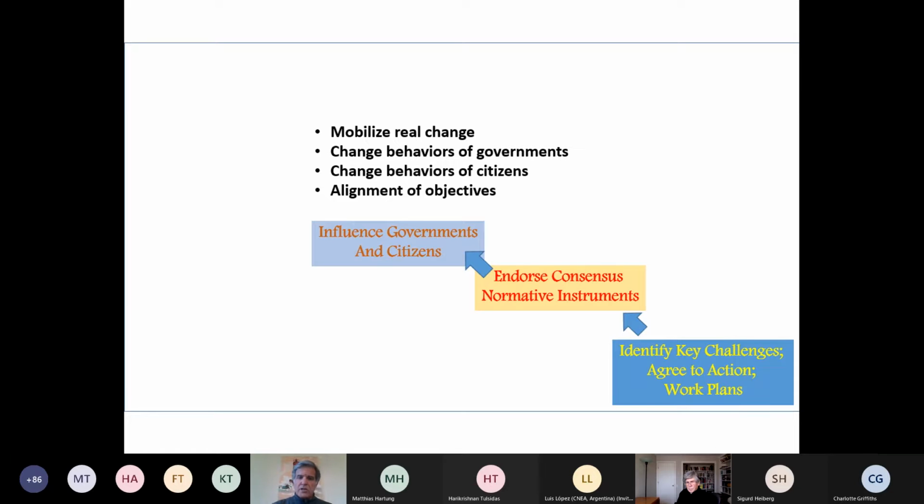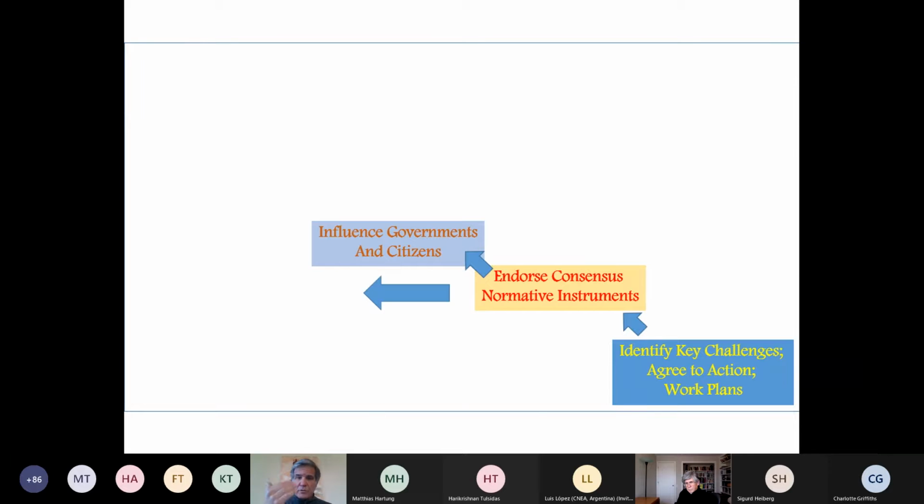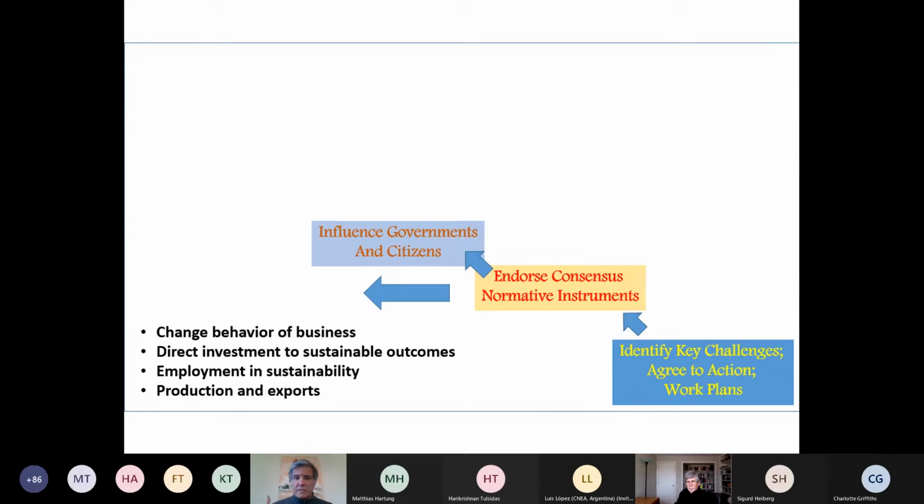We want to change the behavior of governments. We want to change how industry is behaving. We want to actually have an influence across governments, citizens, and societies. And if you're going to get all of these changes, you have to come in and say, what's the best way to do it? Get there to be alignment and consensus.